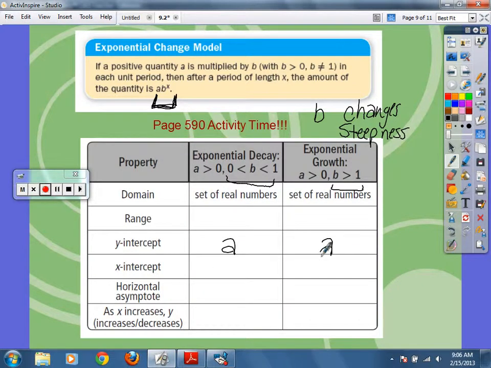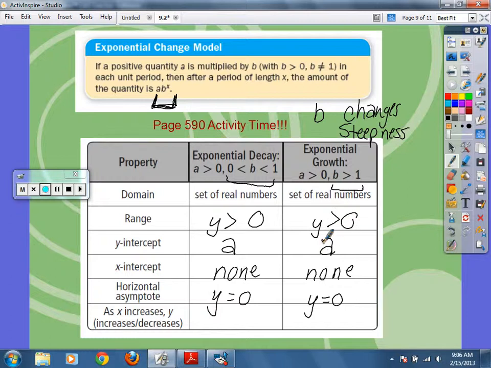The y-intercept still was that a value. What about the x-intercept? Is there an x-intercept on those graphs? We talked about that already. None. There is an asymptote on the x-axis. So that's y equals 0. So let's talk about the range. The range always is going to be, for both of them, y greater than 0. Never equal to 0 because it cannot touch it. And the last thing is as x increases, y is going to decrease on decay, and it's going to increase on growth.